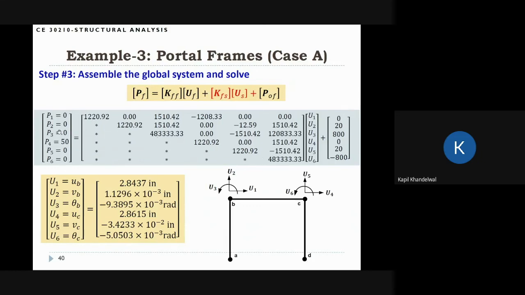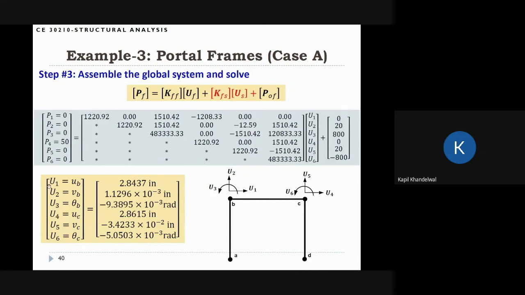In this case, only P4 had some applied load here. It was 50, so P4 is 50 kips. All the rest, P1 to P6, are 0; the only non-zero entry is P4. And these are the known terms, UF plus POF. So I have to assemble these numbers, and this assembly comes from the POF vector that we have. Once we have this system assembled correctly, we can solve for the unknown displacements.